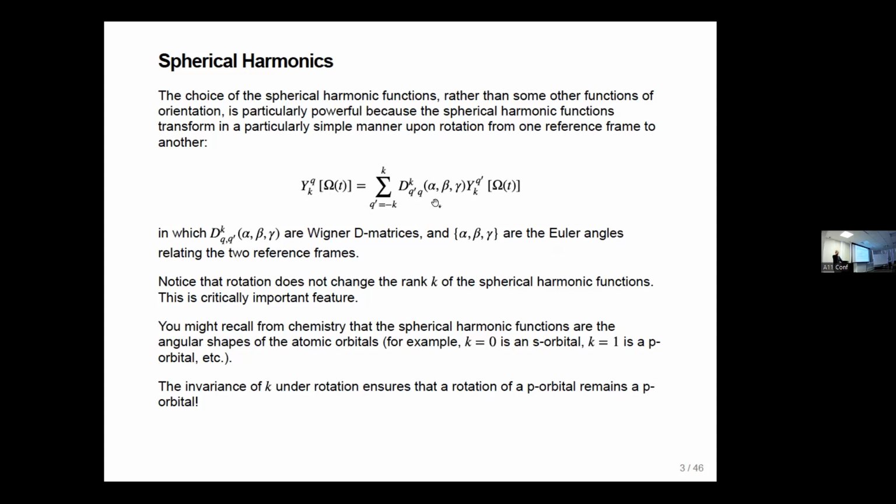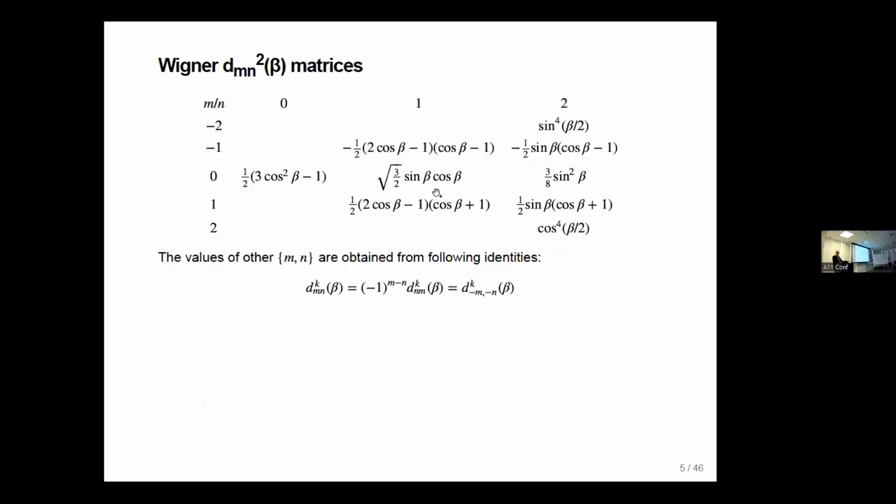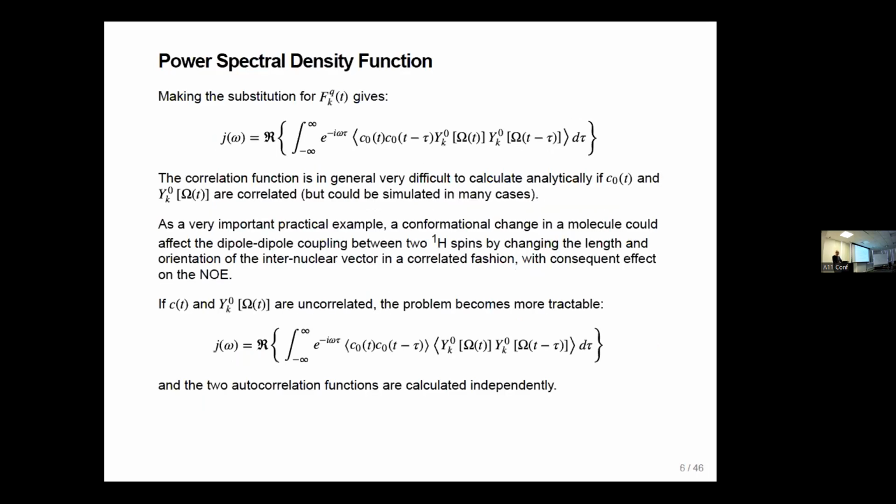These Wigner D matrices are functions of the Euler angles, and you saw this, of course, in Ann's lectures about how the tensors get transformed by rotation. That also depends on the Euler angles. The D matrices, of course, have definitions. They have orthogonality conditions. This one here is for rank 2. We won't be using them so explicitly in this part of the course, but of course they come up again in solid state NMR.